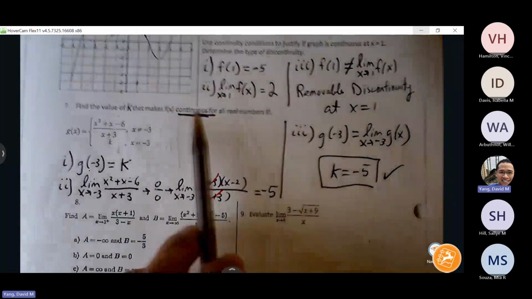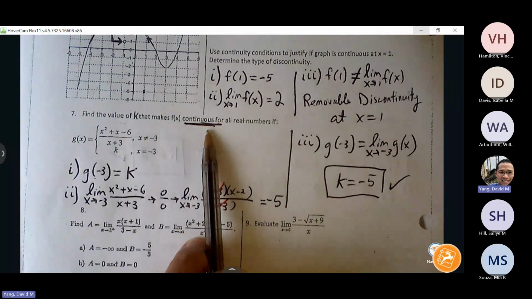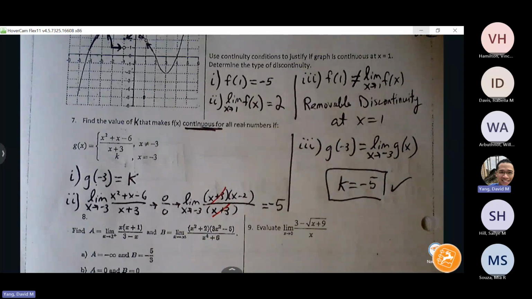But if you see anything with continuity, it says what will make the function continuous. This is going to be the continuity condition. Oh, so the first condition is finding a point. The second one's finding the limit, and the third one's same or equal. That's right.